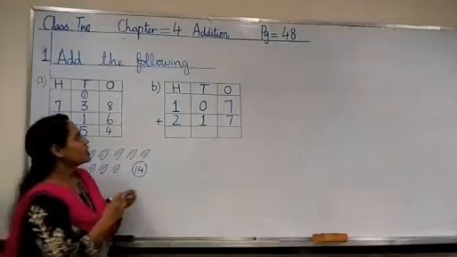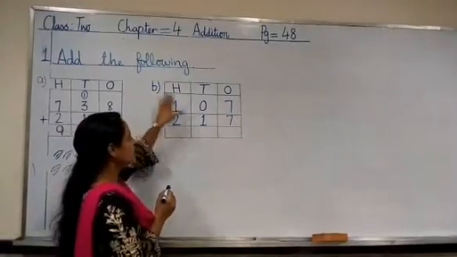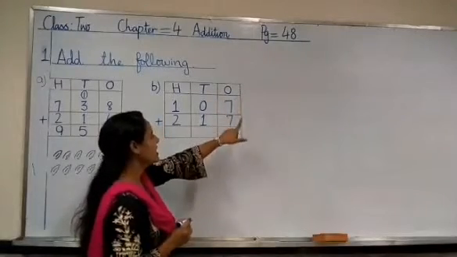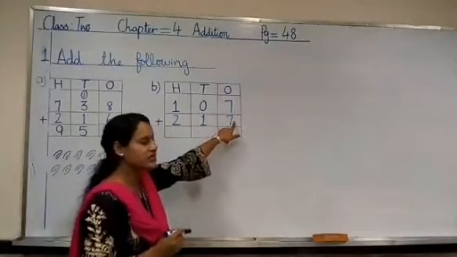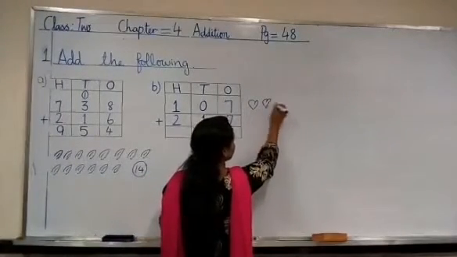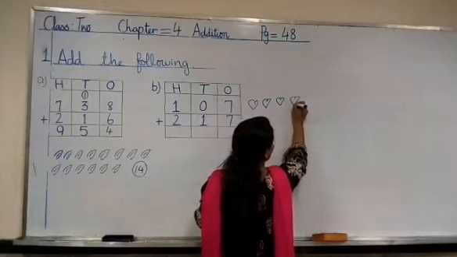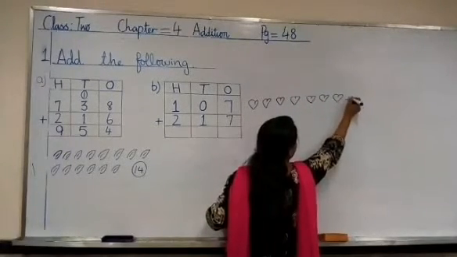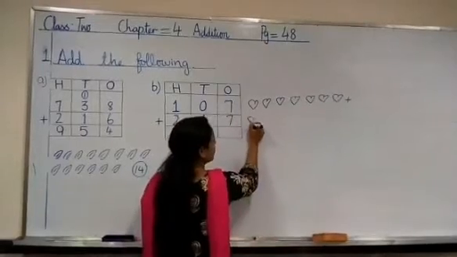Very good. Now we will do part B. Let's count ones. 7 ones here and 7 more ones here. I will draw 7 hearts. 1, 2, 3, 4, 5, 6 and 7. Plus, I will draw 7 more hearts here.